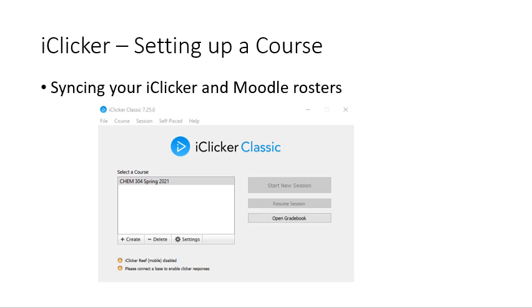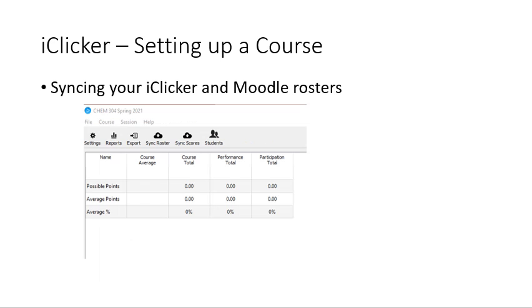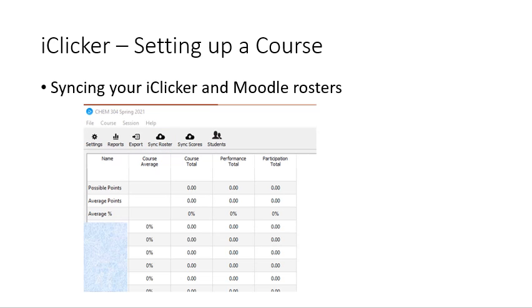Once you have linked your iClicker course to the corresponding Moodle course, you can synchronize the rosters. In the iClicker application, select the course, then click on Open Gradebook. This is how your gradebook will look initially. Click on Sync Roster. The roster from the linked Moodle course will then be downloaded and your gradebook will now look like this.